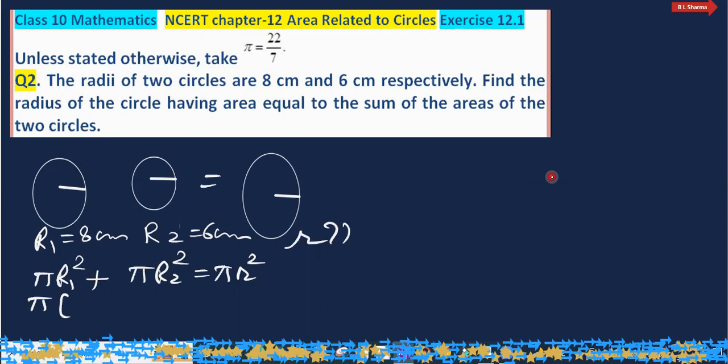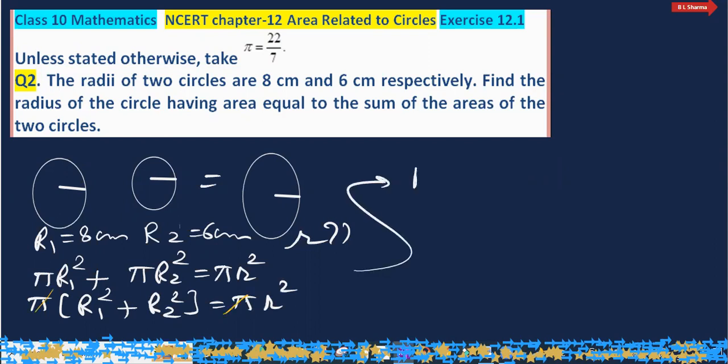You can take pi common, so r1 square plus r2 square is pi small r square. Here pi and this pi is cancelled, so we can write here r1 square plus r2 square is r square. In place of r1, we can put 8 square. In place of r2, we can write 6 square.